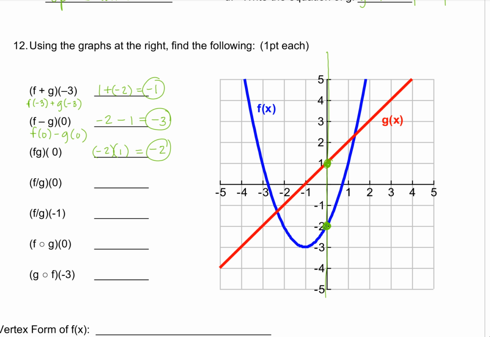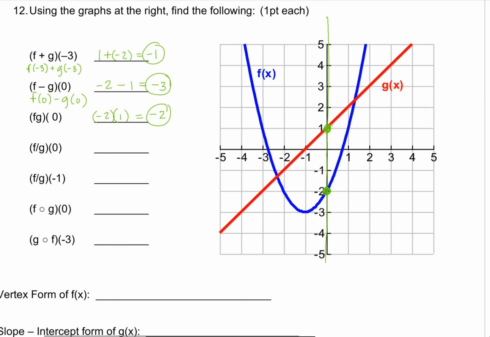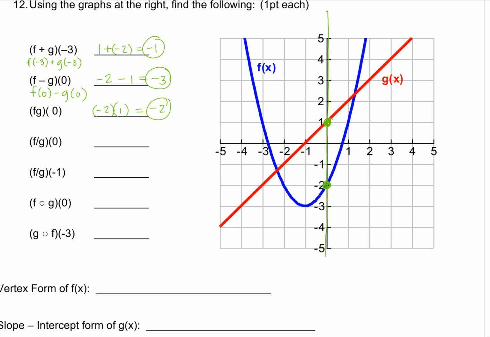Now again, I'm going to take those same answers because it says f divided by g of 0. So that's going to be my negative 2 for f of 0 divided by 1. So another solution of negative 2. Now I'm going to erase my last line.